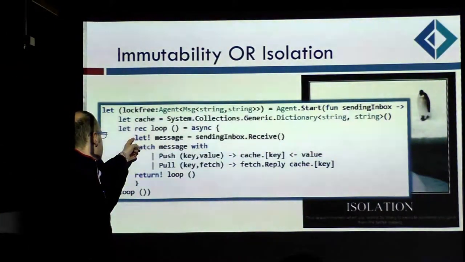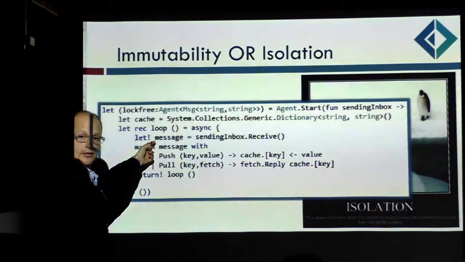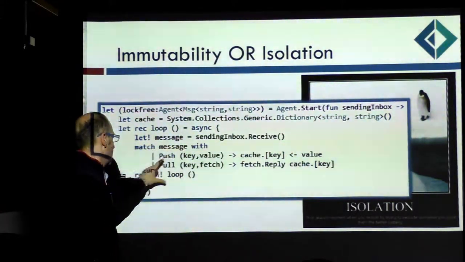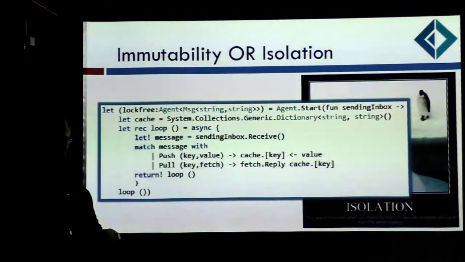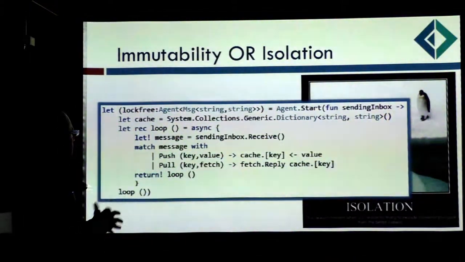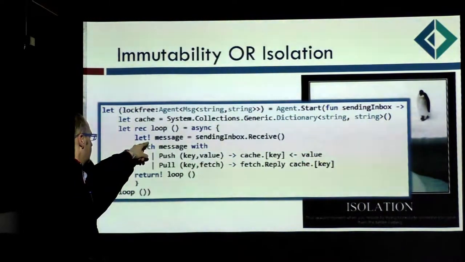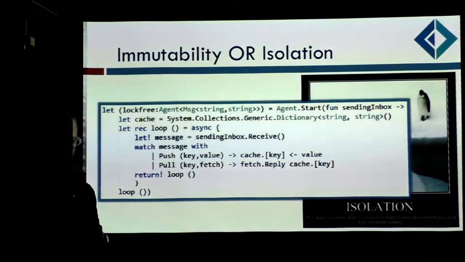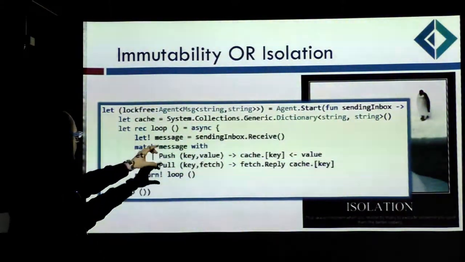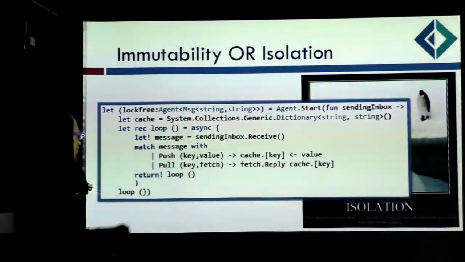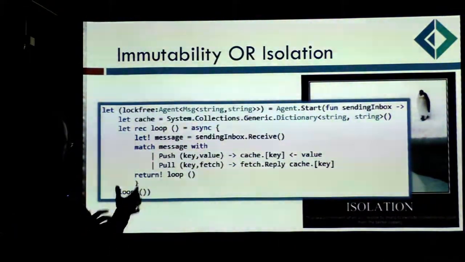So here is where your agent is asynchronously waiting for a message. It is inside an async block. I'm not going to go into much detail about the async workflow in F sharp, but it is non-blocking, and the let with the bang operator is a sort of registration of your callback when you run some async operation. So what's happening here is that this agent is waiting for a message, processes the message, and uses pattern matching to deconstruct the message and process it.